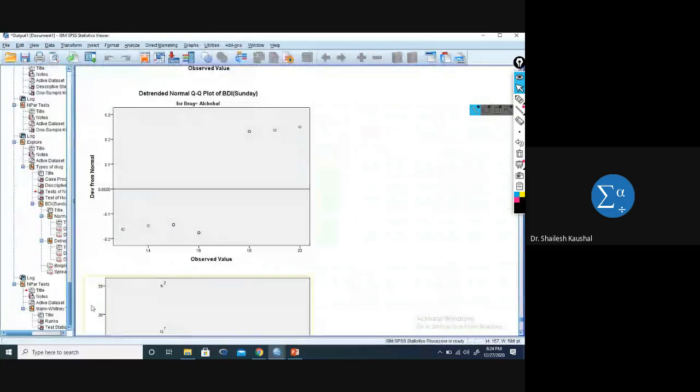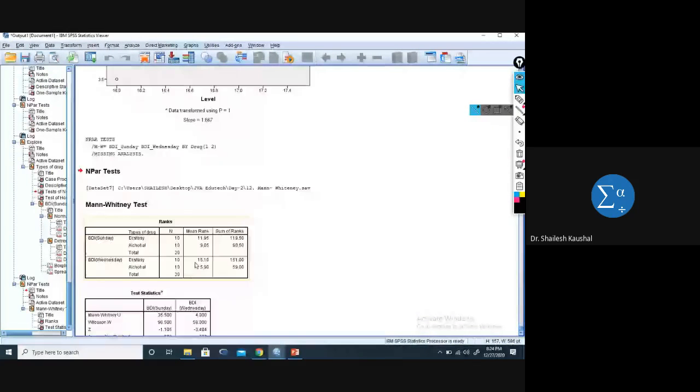Now what is my result? This is my result. So the mean rank of Sunday score for ecstasy tablet is 11.95 and for alcohol users 9.05. So we do not need to find the rank. SPSS automatically converts continuous data into ranking.